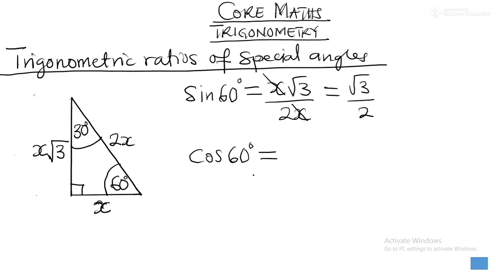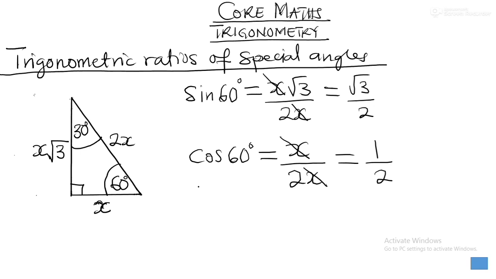Good. So cos 60 degrees, we know cos is what? Adjacent over hypotenuse. So the adjacent to the 60 degrees is x, so you write your x. And then your hypotenuse is 2x, so you write 2x. So now simplifying, this x will cancel this x. So you are going to have 1 over 2. So cos 60 degrees is always 1 over 2, and then sine 60 degrees is always root 3 on 2. So you keep these ones in mind.